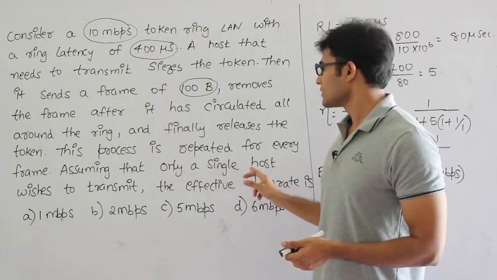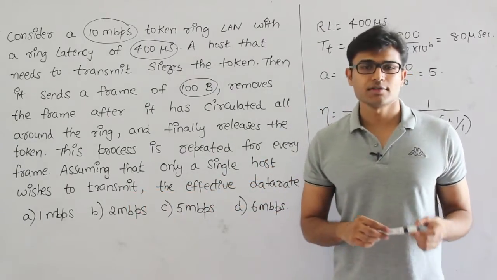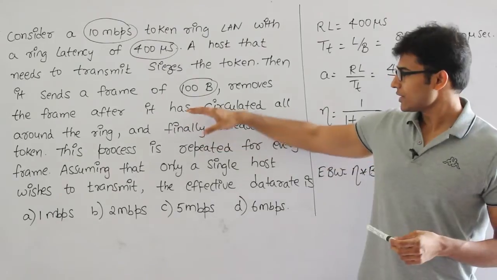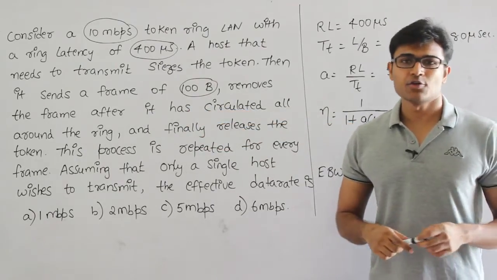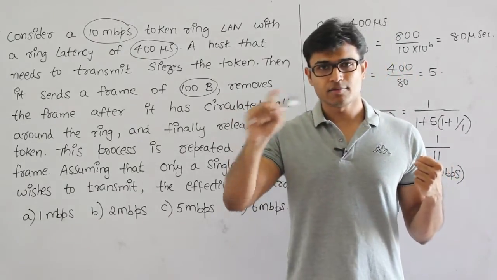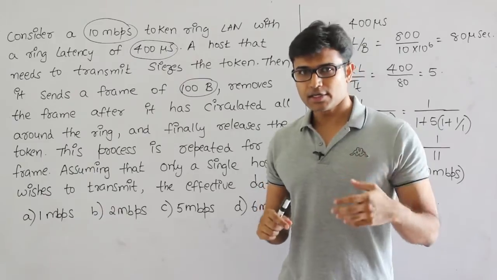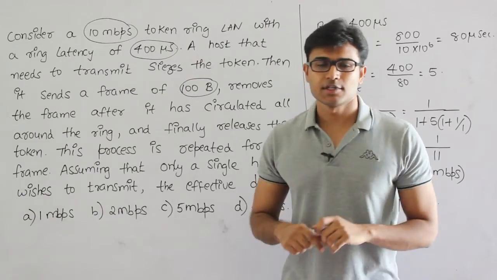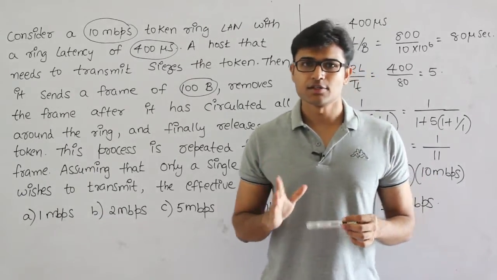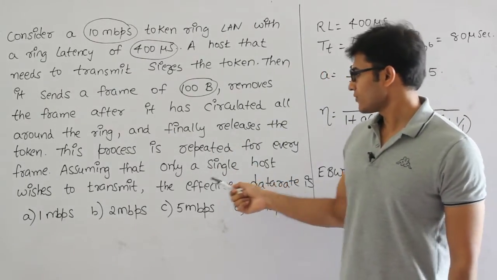Assuming that only a single host wishes to transmit, the effective data rate is... So what they are saying is, this entire strategy is nothing but delayed token reinsertion, which means a station will take the token and then send the frame and let the frame come back, for which we are going to wait, and after that we are going to release the token, which is nothing but delayed token reinsertion, not early, sorry, it is delayed token reinsertion, right? So what they want is the effective data rate.